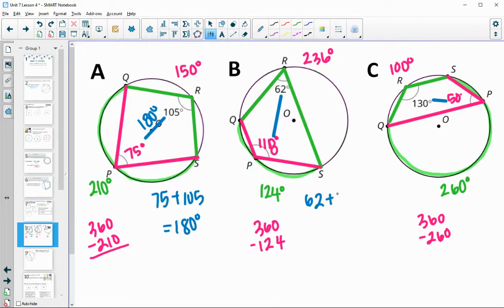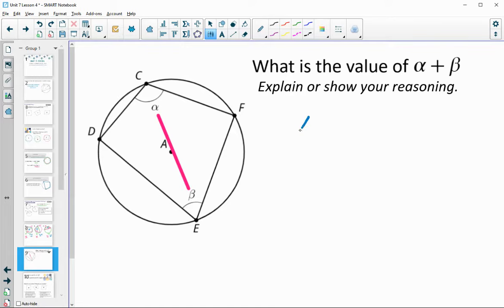62 plus 118 gives us 180 for this sum as well. And then 30 plus 50 is again 180. So we're seeing in each of these cases that we're getting 180 degrees for those angles across from each other. So it would stand to reason that the two angles across from each other like this are equal to 180 degrees. And could we think about why that happens?